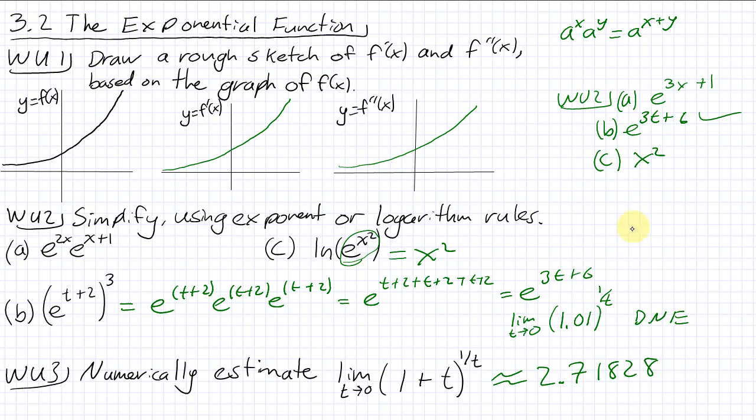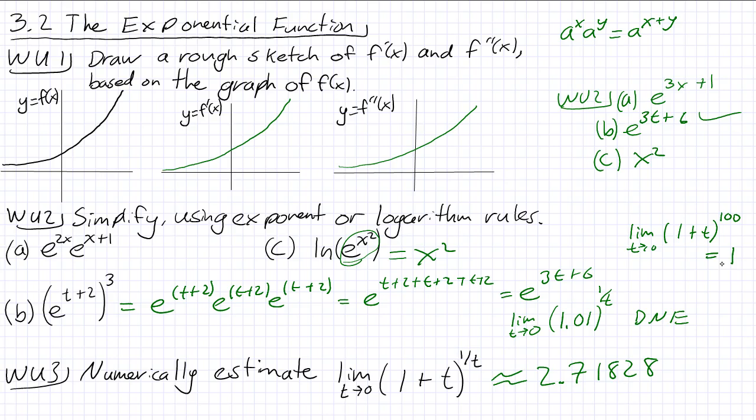And if you have the limit as t approaches 0 of 1 plus t to the power 100 or something like that, well, as t gets closer to 0, the 1 plus t part gets closer to 1, and 1 to the power 100 is just going to get closer to 1.